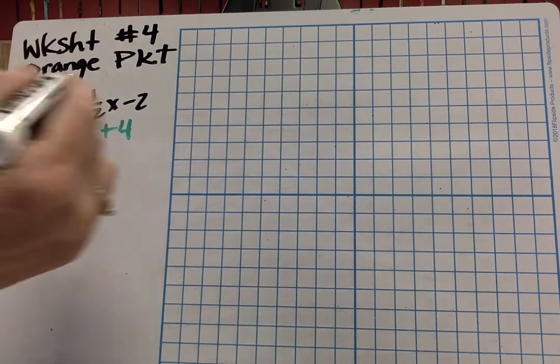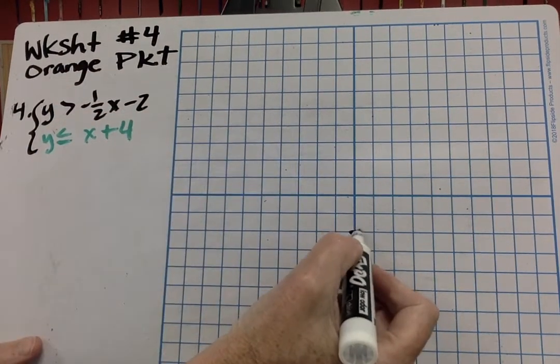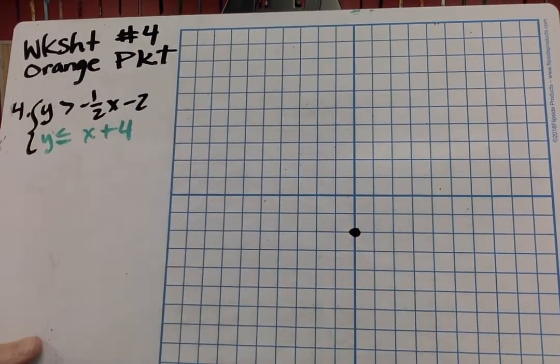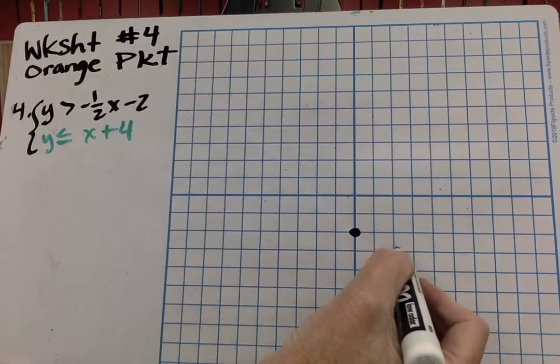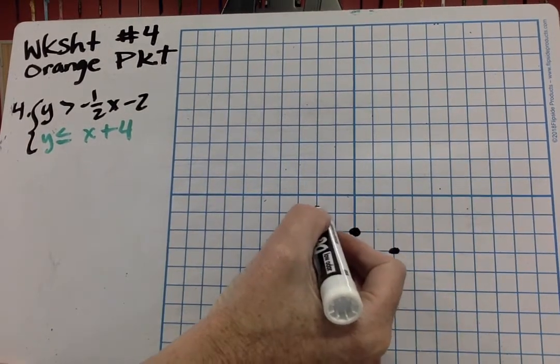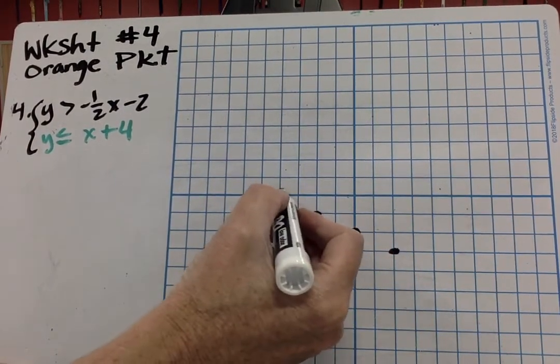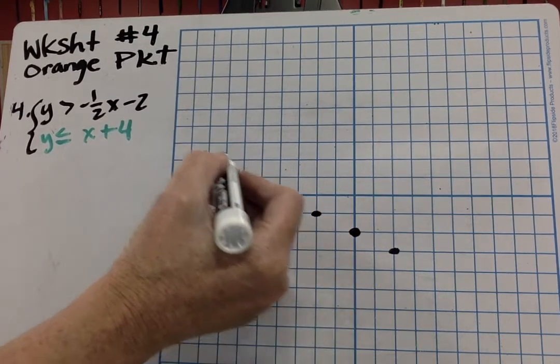So we're going to start at the y-intercept negative 2 right here, and then our slope is negative 1/2, which means down 1 over 2. So down 1 over 2. I'm also going to go up 1 and over 2, up 1 and over 2, etc.